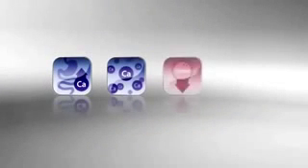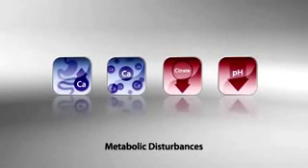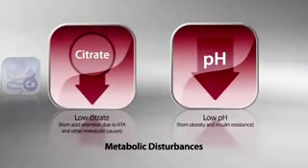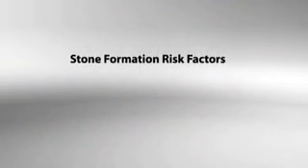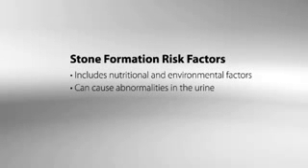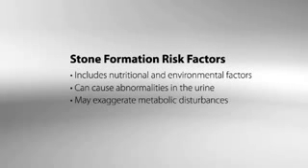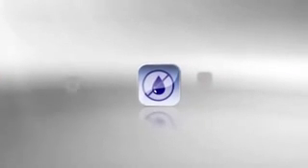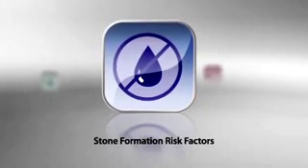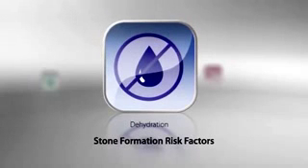First, stone formers are known to suffer from a variety of metabolic disturbances that increase the amount of stone-forming substances excreted in the urine and also decrease the excretion of inhibitors. Second, a number of common nutritional and environmental factors can cause abnormalities in the urine. These factors may also exaggerate underlying abnormalities due to metabolic disturbances. Environmental stresses, for example, play a significant role in stone disease, especially factors that trigger excess water conservation in the kidney, such as inadequate fluid intake.